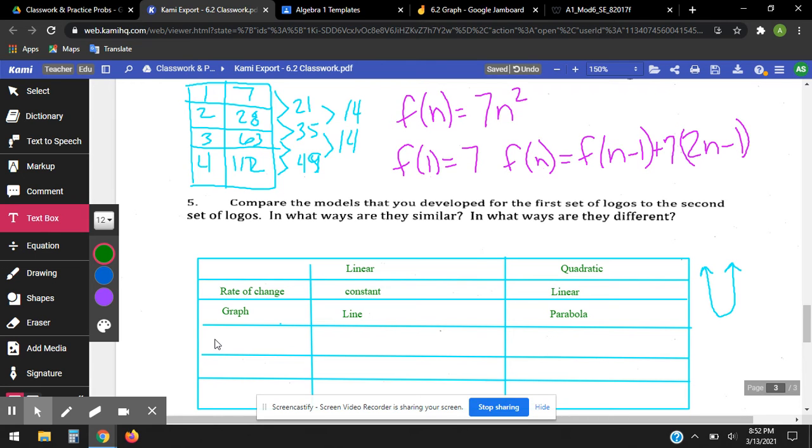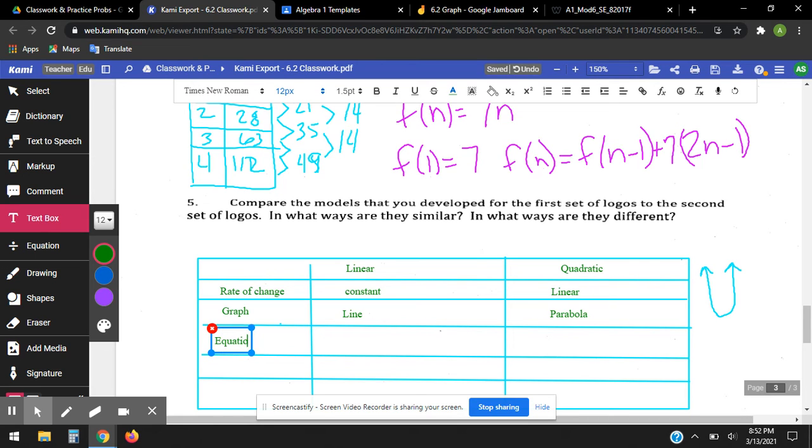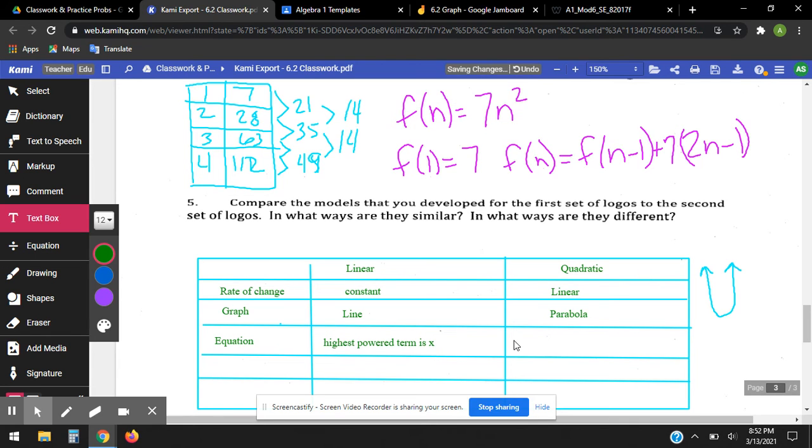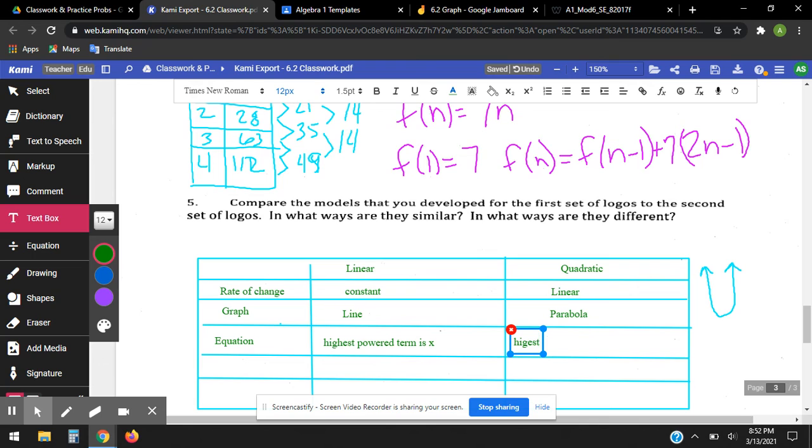All right, equation. Let's talk about the equation next. Compare and contrast these. The linear's equation, highest powered term is x, right? And it's just an x, 2x plus 3, 5x minus 1. Here, the highest powered term is x squared, right?